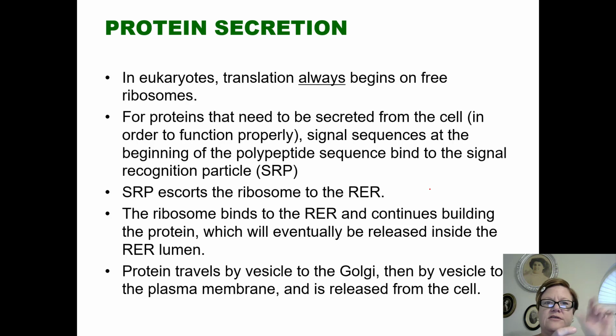But there will be a signal at the beginning of the insulin protein that causes the whole ribosome to be moved to the rough ER and attached to the surface of the rough ER. The insulin protein will be threaded into the lumen of the rough ER and released there. And then by vesicle, that insulin will be taken to the Golgi and then eventually released from the cell into the bloodstream. And so that's an example of the whole process from beginning to end. That's the end of it for the cell.